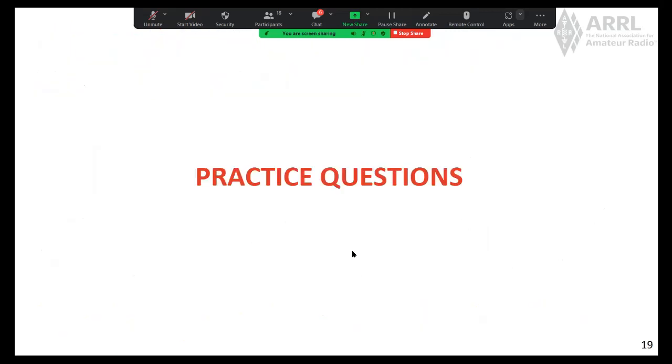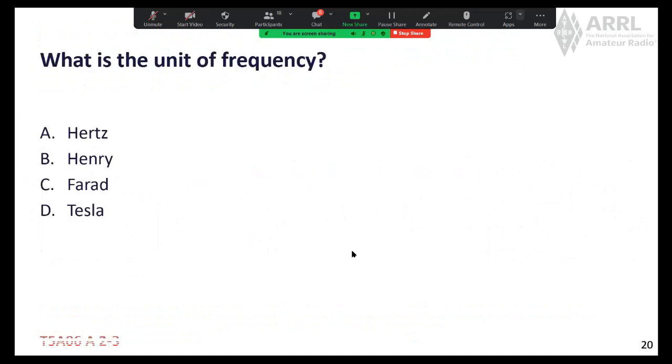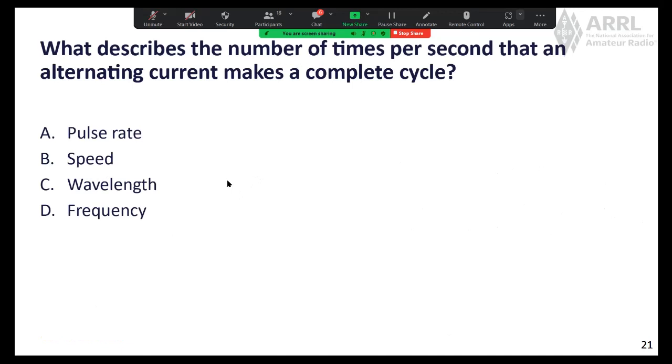Practice question. What is the unit of frequency? Hertz. And you'll learn all the others there later. And this one always makes me laugh because of the pulse rate. But what describes the number of cycles per second that an alternating current makes a complete cycle, which is frequency?